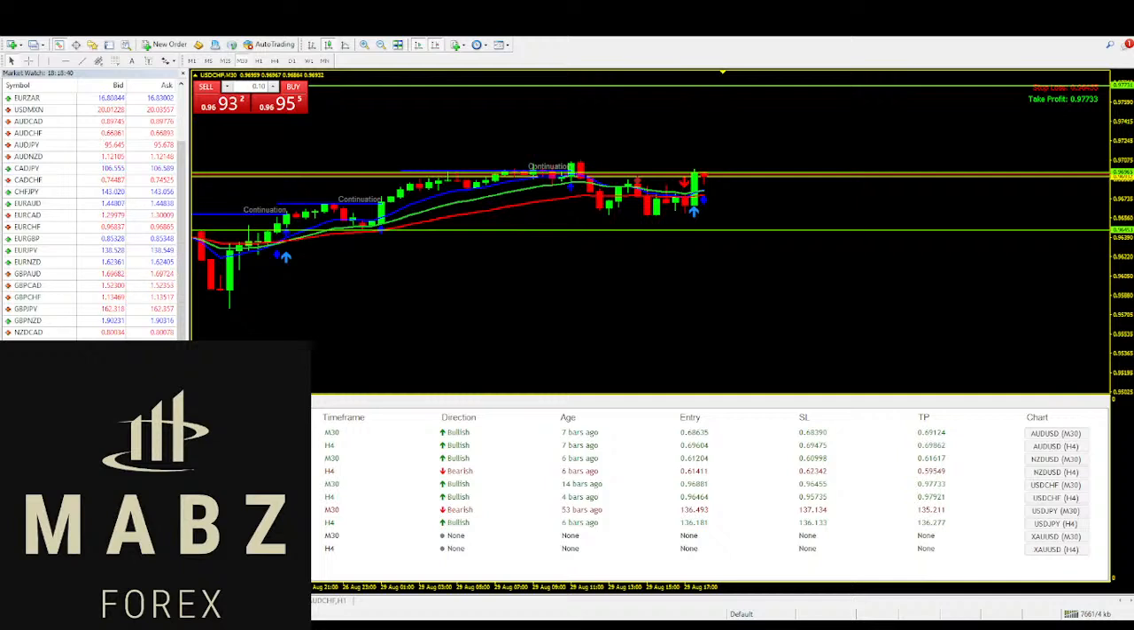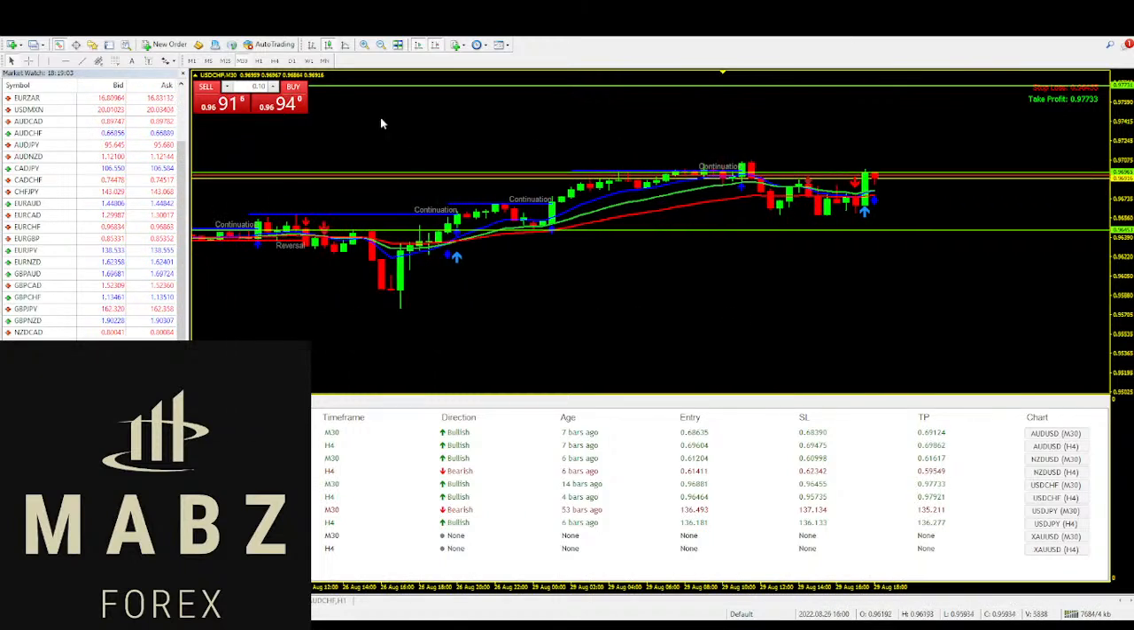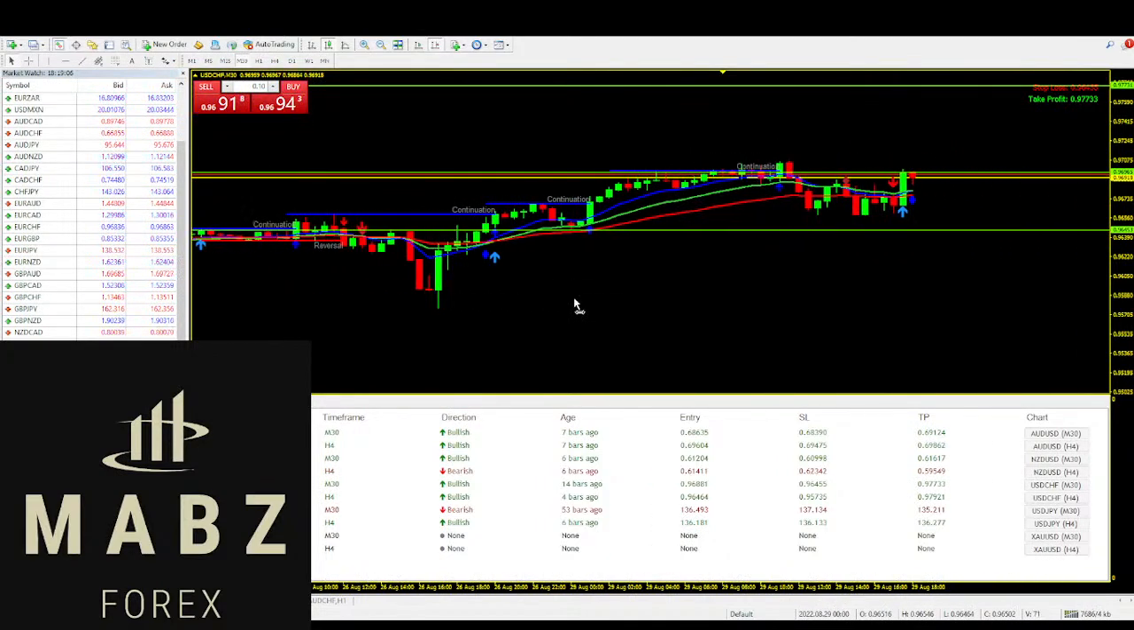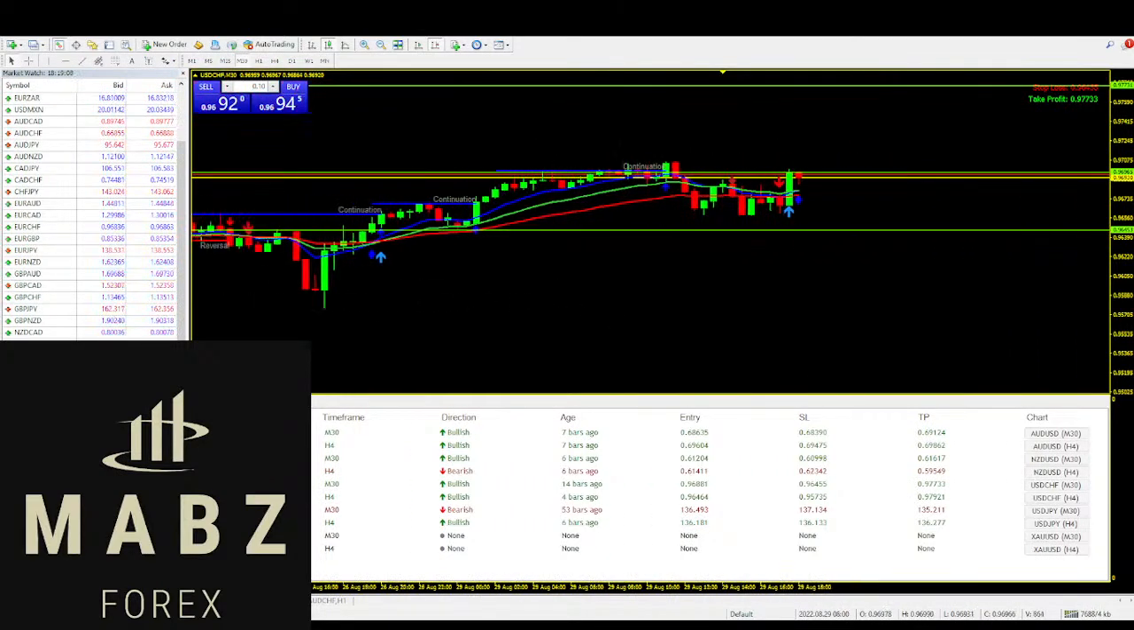US 30 sell stop, then USD CHF buy signal. And you know what, guys? Remember also, there's a relationship between the Euro USD and the USD CHF. Usually, one goes in the opposite direction. Right. So if the euro is going up, USD CHF is going down most of the time.